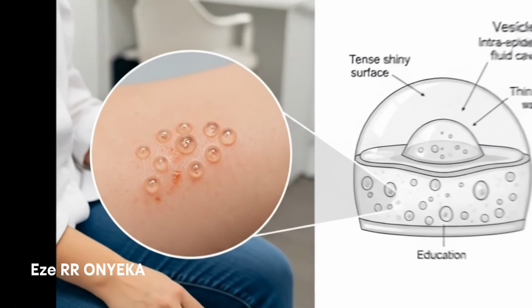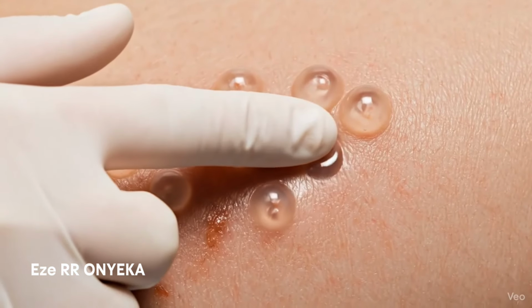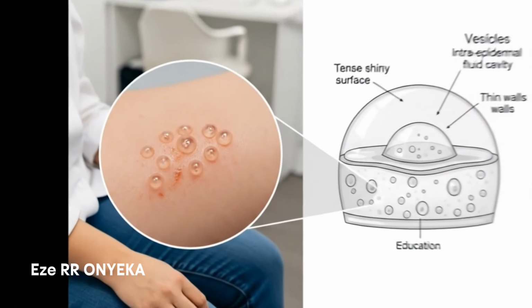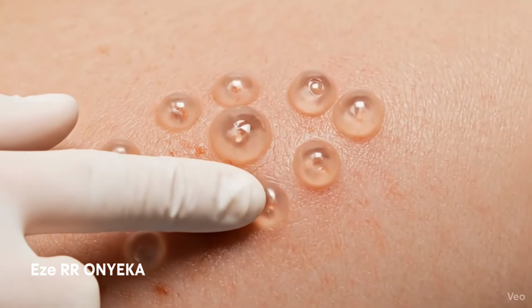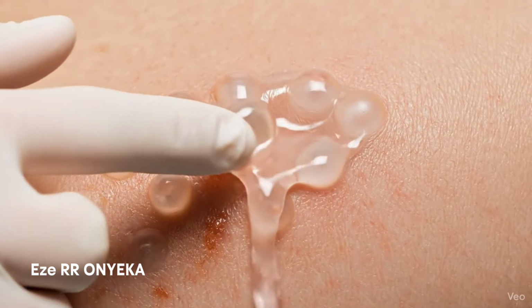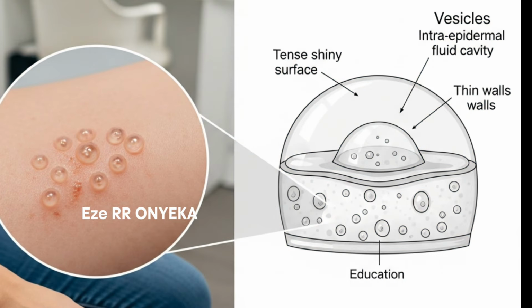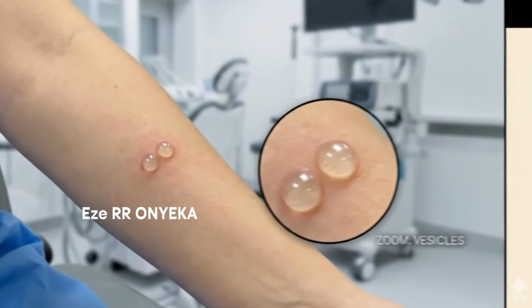A vesicle is a small, fluid-filled cavity within or beneath the epidermis of the skin. It has the following key features. A vesicle is usually less than 5 mm in size and is usually raised on the skin and translucent. It contains clear serous fluid and has a thin-walled surface, making it easier to rupture.